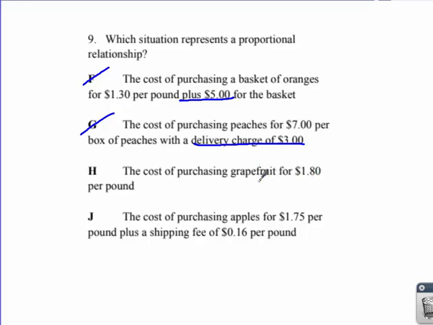The cost of purchasing grapefruit for $1.80 per pound. Am I adding or subtracting anything? No. So that one is a proportional relationship. The cost of purchasing apples for $1.75 per pound plus a shipping fee. So that shipping fee is what rules this one out. So H is the proportional relationship.